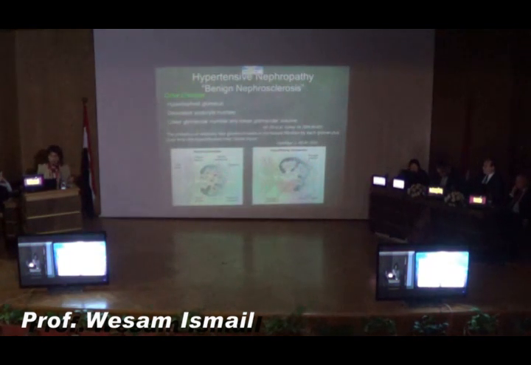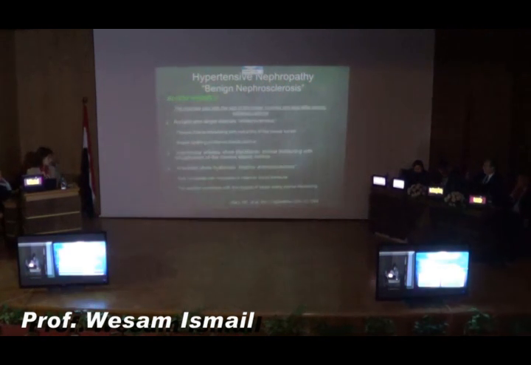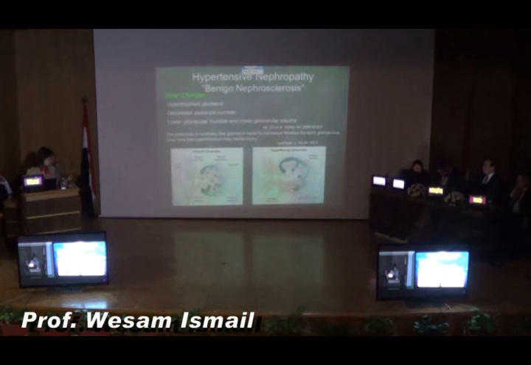And we've been discussing the reduced nephron numbers, the loss of the number of glomeruli, which ends up in hyperfiltration injury. This is the normal glomerulus, and this is the hyperfiltrating glomerulus. And whatever the reason for the hyperfiltration, you will end up with focal glomerulosclerosis, which will then develop into a global type of sclerosis.